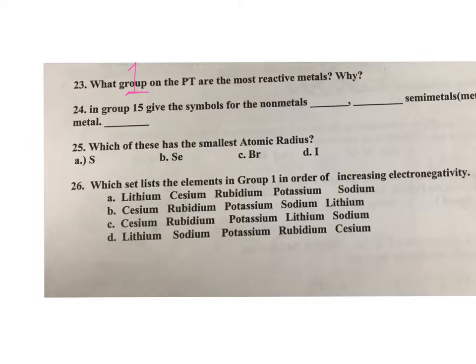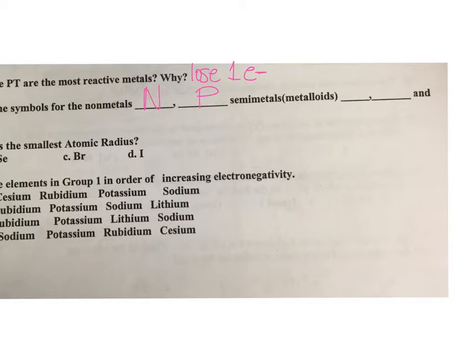Why? Yep. So they just need to lose one electron. So they're super reactive, just like our halogens are our non-metals that are most reactive because they just need to gain one. Okay? In group 15, give the symbols for the non-metals. So look at group 15 with me. Nitrogen, phosphorus, and semi-metal, arsenic, right? Arsenic, antimony, and then finally bismuth.